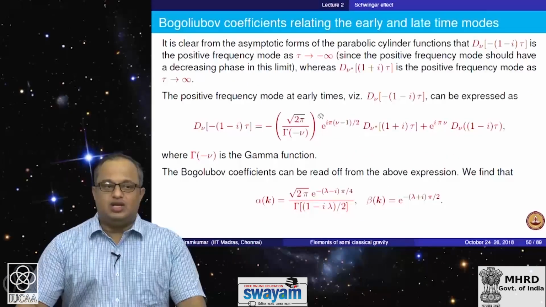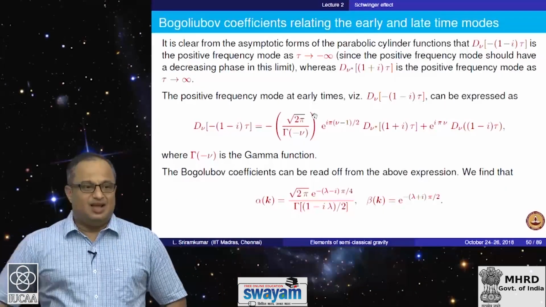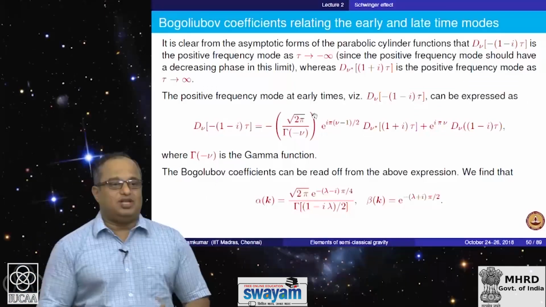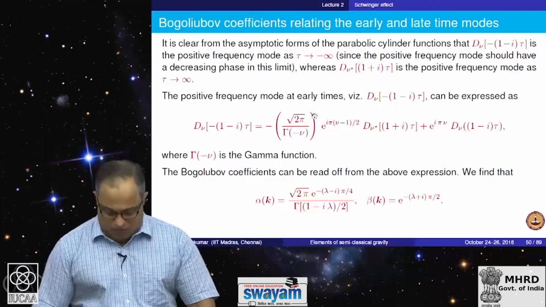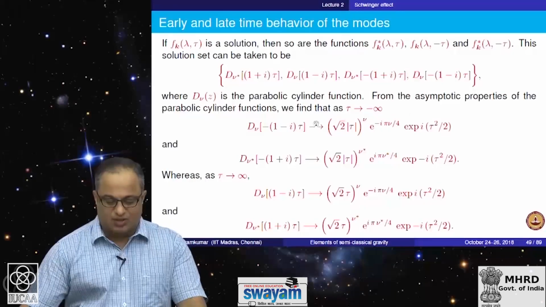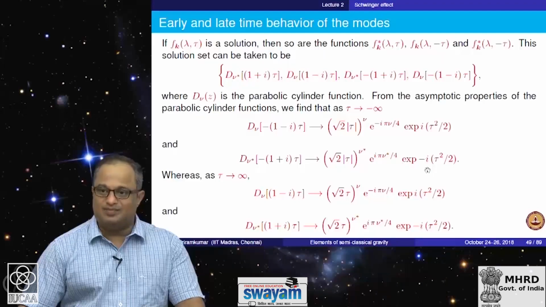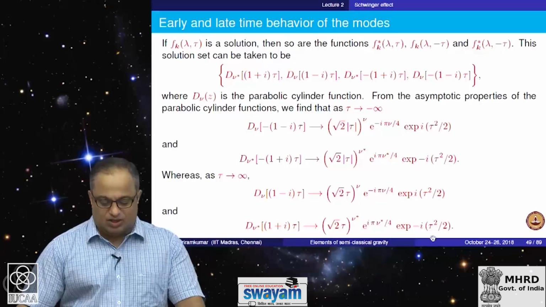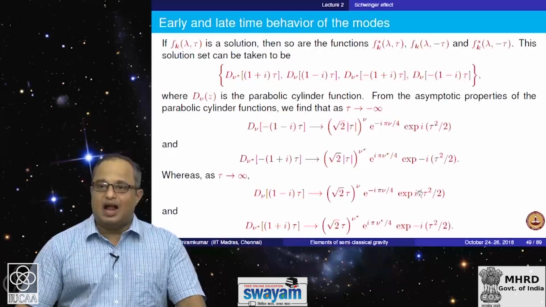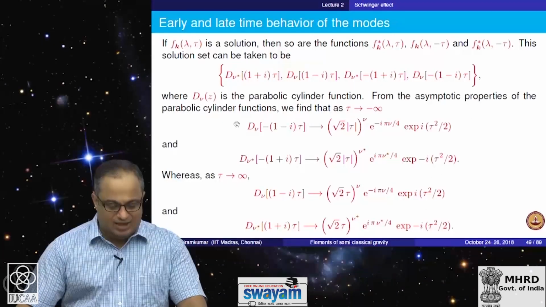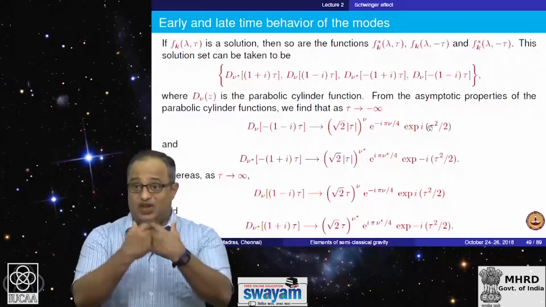And now, what do we need to do? We need to understand how it behaves at late times, and that just emerges from the properties of the parabolic cylinder function. Okay? So, what you find is that this is the positive frequency mode at early time, and therefore, this is the negative frequency mode, and this is the positive frequency mode at late time, and therefore, this is the negative frequency mode.